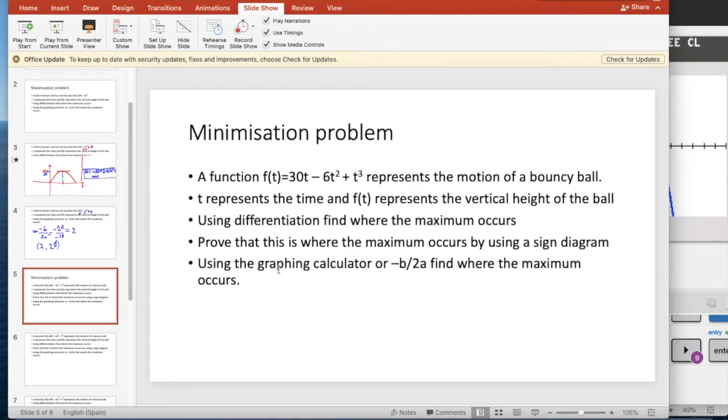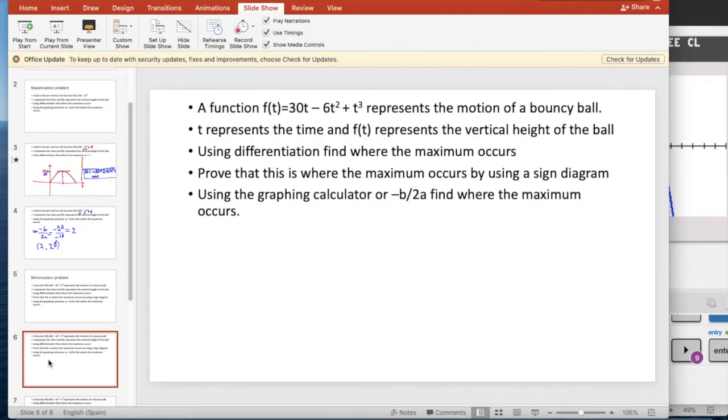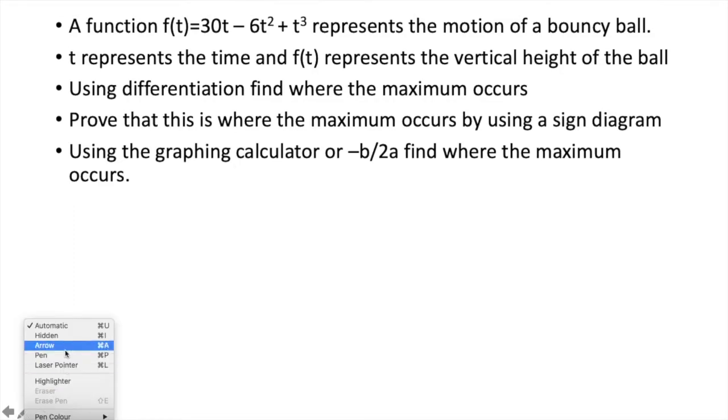Now, we're going to go on to a bit more of a difficult problem. And the reason why this is more challenging is because we've got a cubed. So the first thing we're going to do is we're going to use differentiation as we did before. So let's do this.